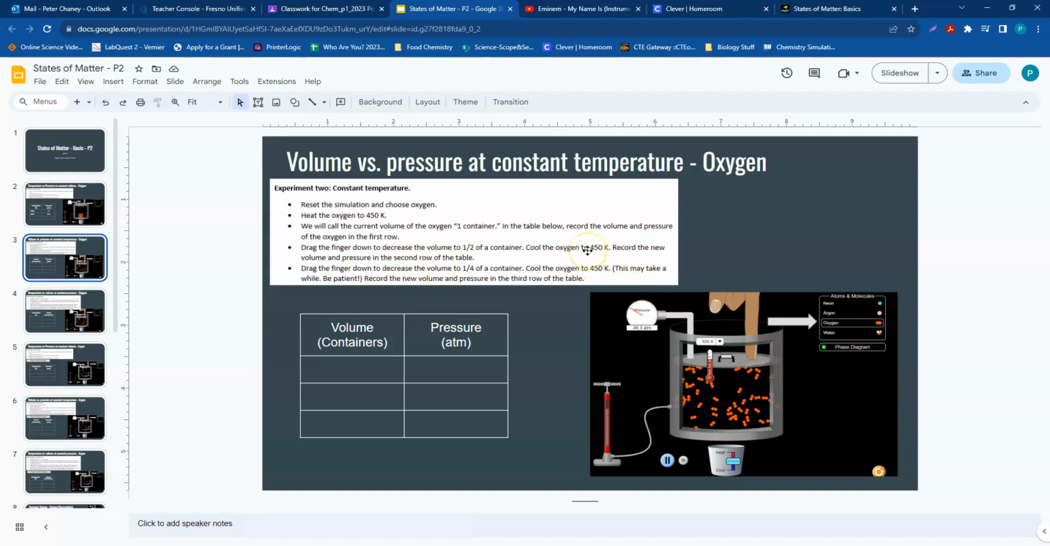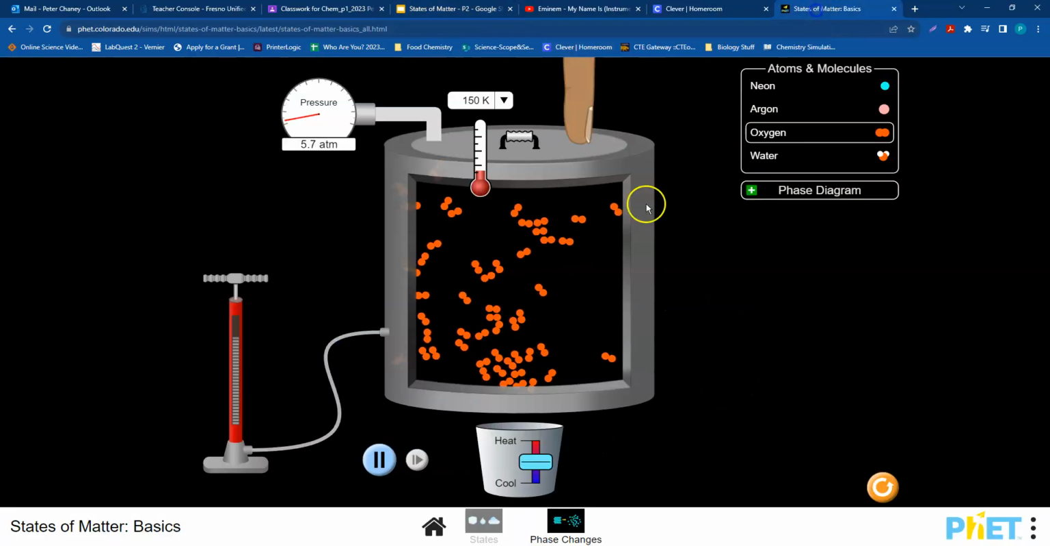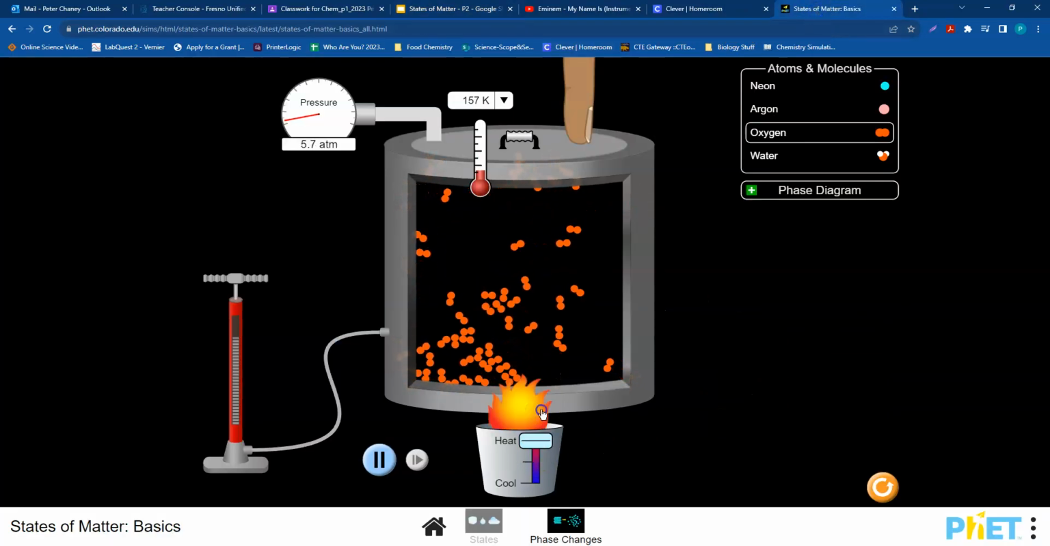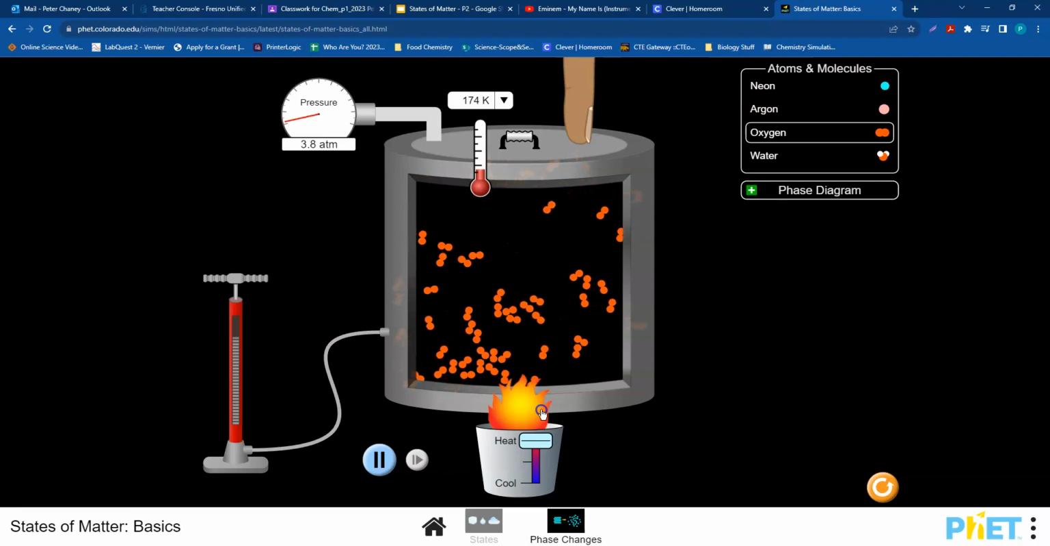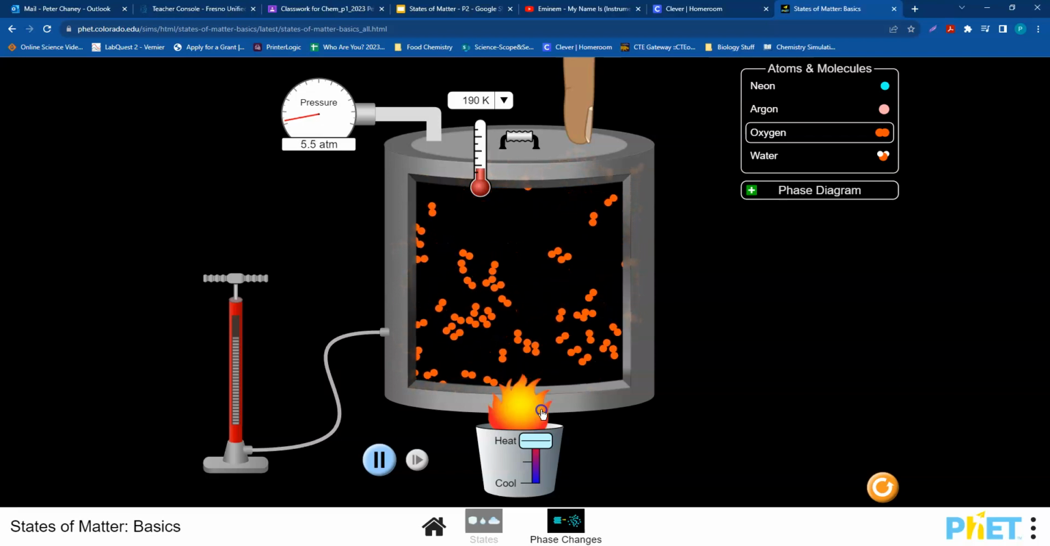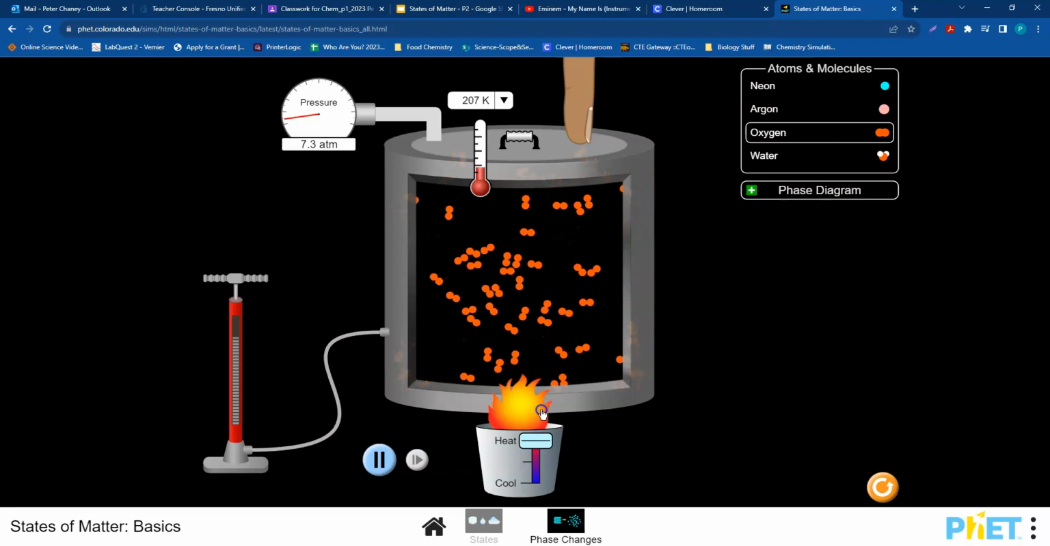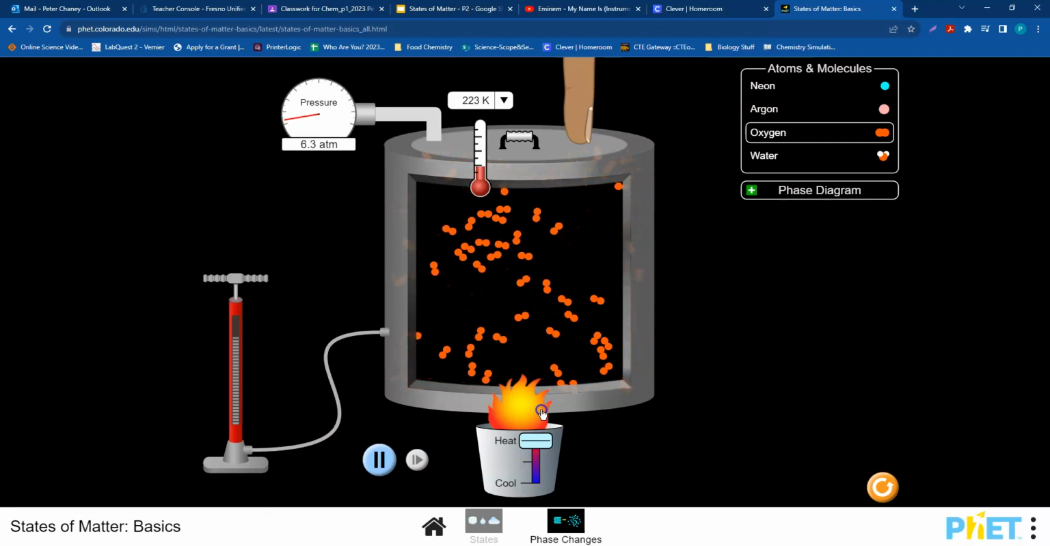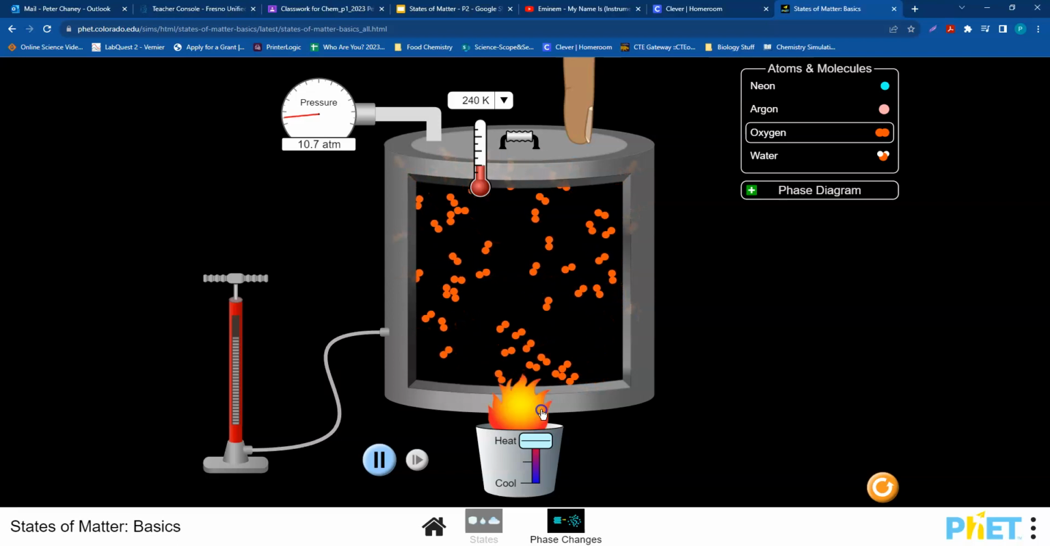By increasing the pressure this way, that's going to do something with the temperature, so we're going to have to cool it down. Then we're going to drag the finger down to decrease it to 1/4 of a container, and we'll cool the oxygen and do the same thing. So let's do the 1 container first. Go back, get this up to 450K, and the full container is what we're going to call 1 container. Then we'll go half, and then 1/4, and see what types of things are happening with our gas and our pressure.